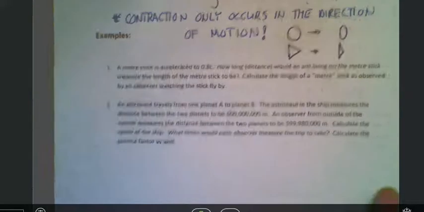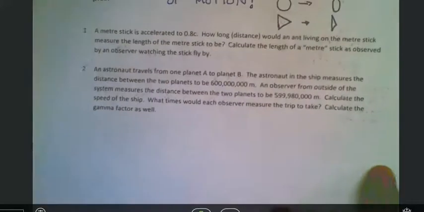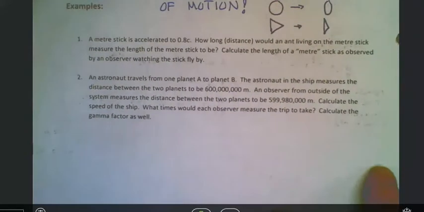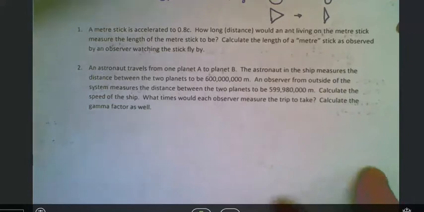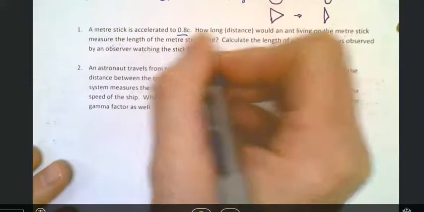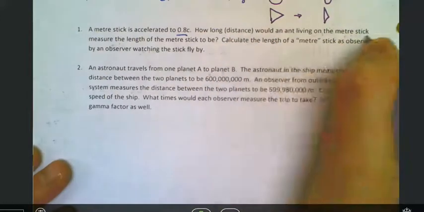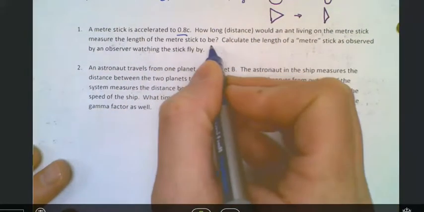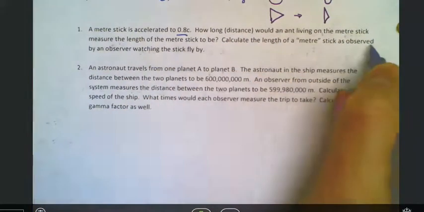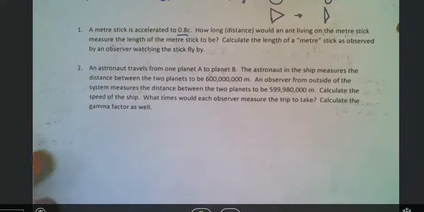All right. It's a bit of a long video, but we need to get through this last little bit here and do a quick example. A meter stick is accelerated to a speed of 0.8 c. How long in distance would an ant living on the meter stick measure the length of the meter stick to be? And calculate the meter stick length as observed by someone watching the stick fly by.